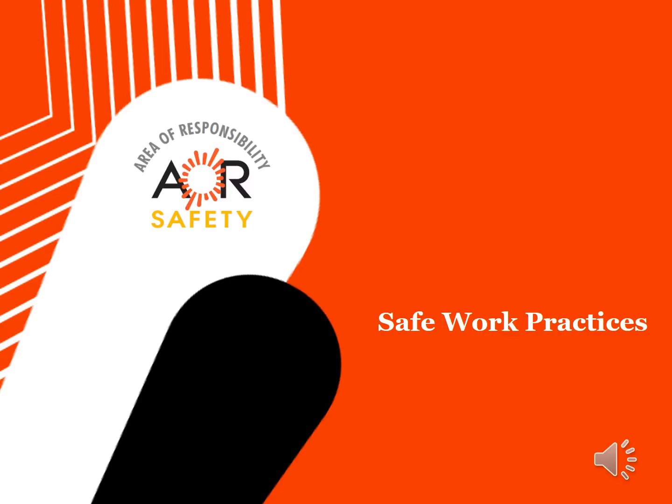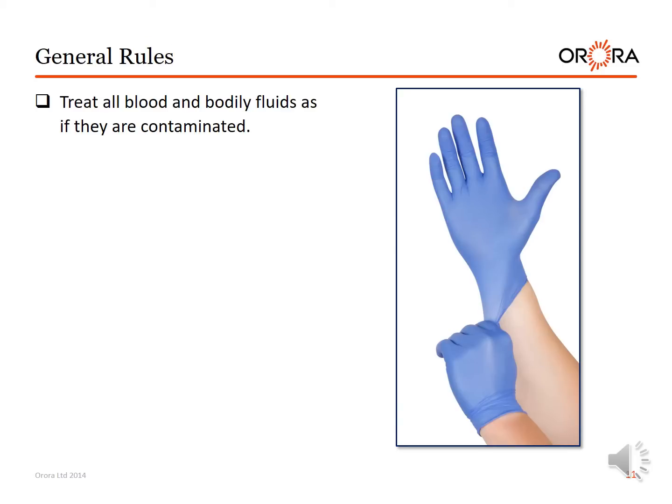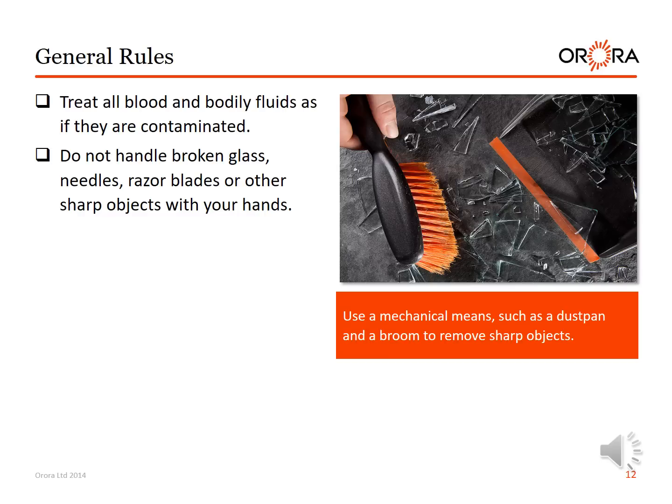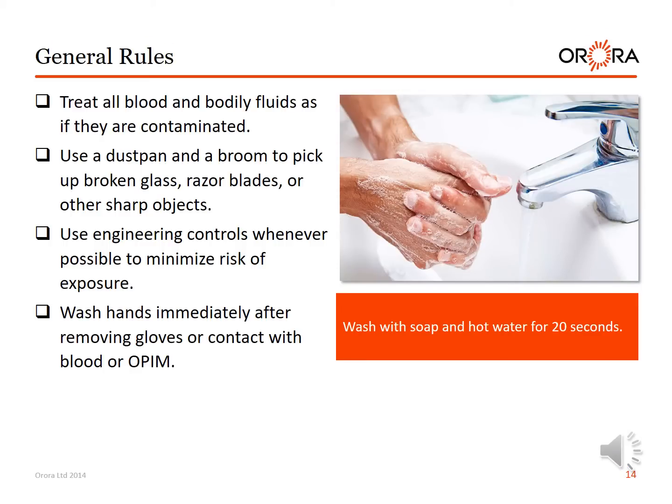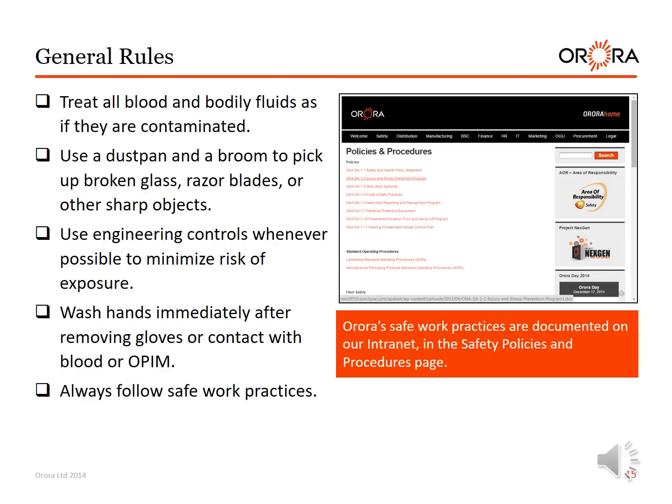Safe work practices. General rules. Treat all blood and bodily fluids as if they are contaminated. Do not handle broken glass, needles, razor blades or other sharp objects with your hands. Use engineering controls whenever possible to minimize risk of exposure. Wash hands immediately after removing gloves or contact with blood or a PIM. Always follow safe work practices. Aurora's safe work practices are documented on our intranet, in the Safety Policies and Procedures page.